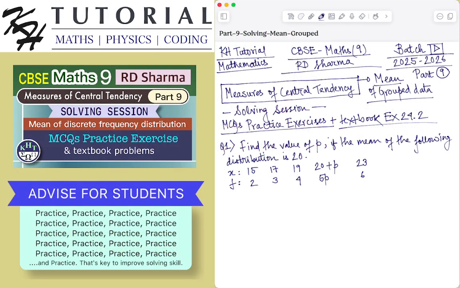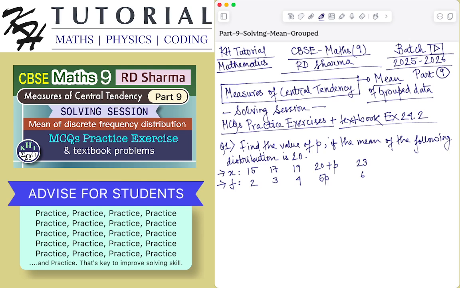Okay, so the first problem says: find the value of p if the mean of the following distribution is 20. So we have a discrete frequency distribution. The variable or the variate is x, and the frequency is f. The frequency of the value 15 is 2, 17 is 3, and likewise we have this. One value is given as 20 plus p, and its frequency is 5p. We have to find the value of p, where it is given that the mean is 20.